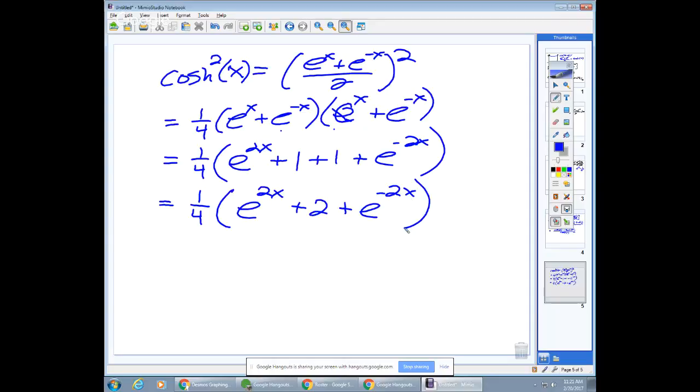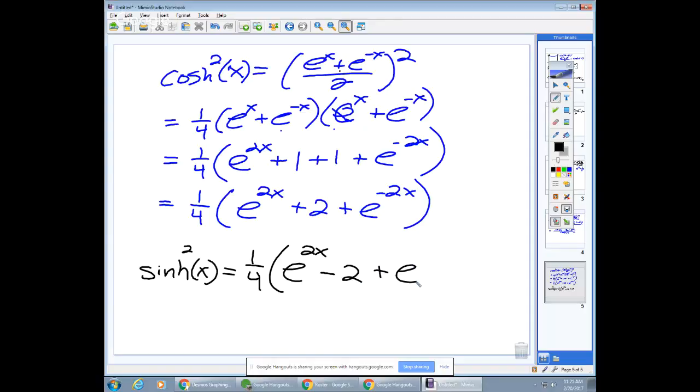Now, multiplying the sinh by itself isn't going to be too much different. So just consider squaring the sinh. The only difference, instead of a plus there, I'm going to have a minus. So we're still going to have a quarter, we're still going to have an e to the 2x. In the middle, we're going to have a -2. And then a negative times a negative is a plus e to the negative 2x. Oops, big parentheses. So that's one version of the cosh squared and one version of the sinh squared.